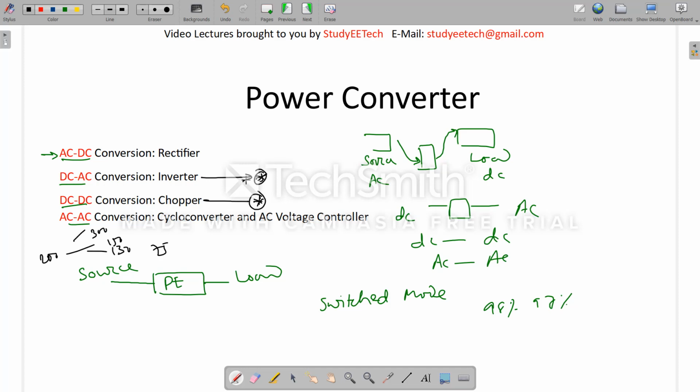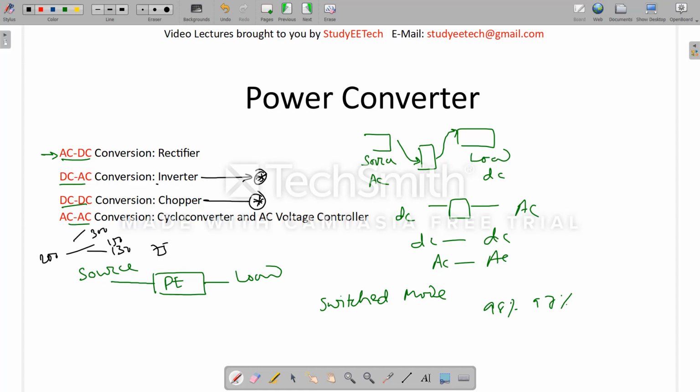And DC to AC conversion, that is the inverter. Like whenever there is a load shedding, the battery and the inverter set gives the power supply. The battery gives DC and all the appliances run on AC, so the inverter will convert from DC to AC. This way the inverter works.